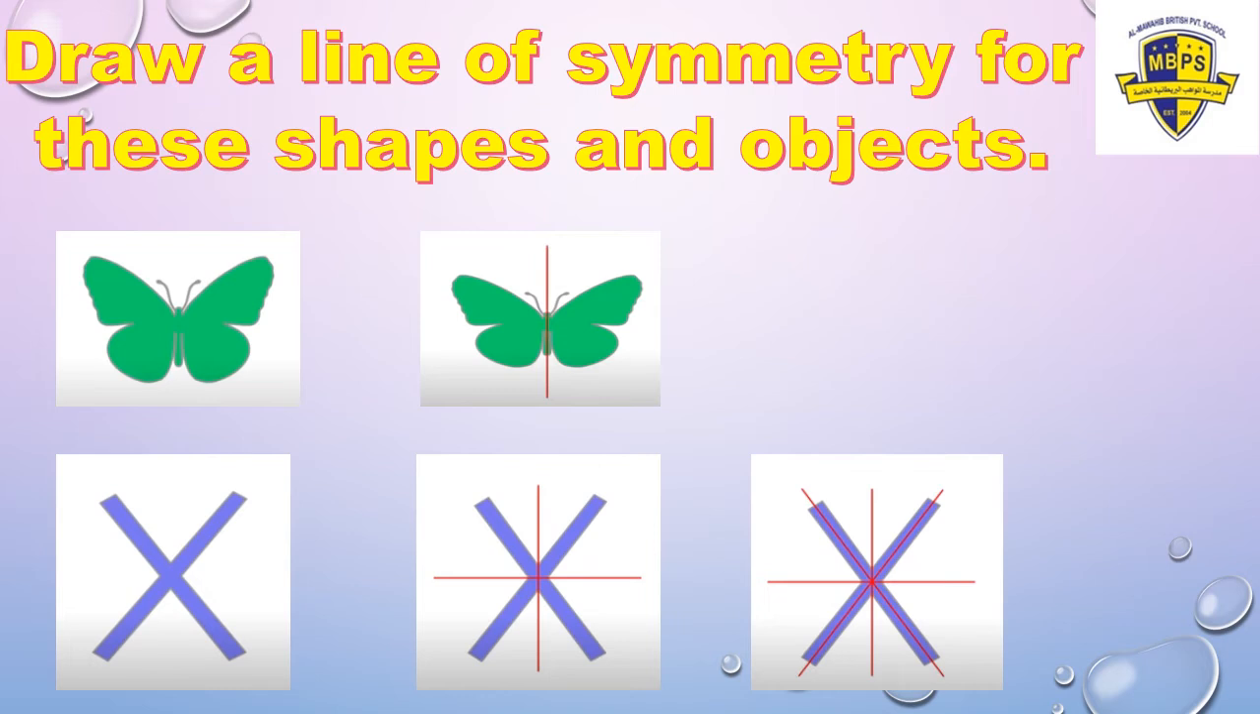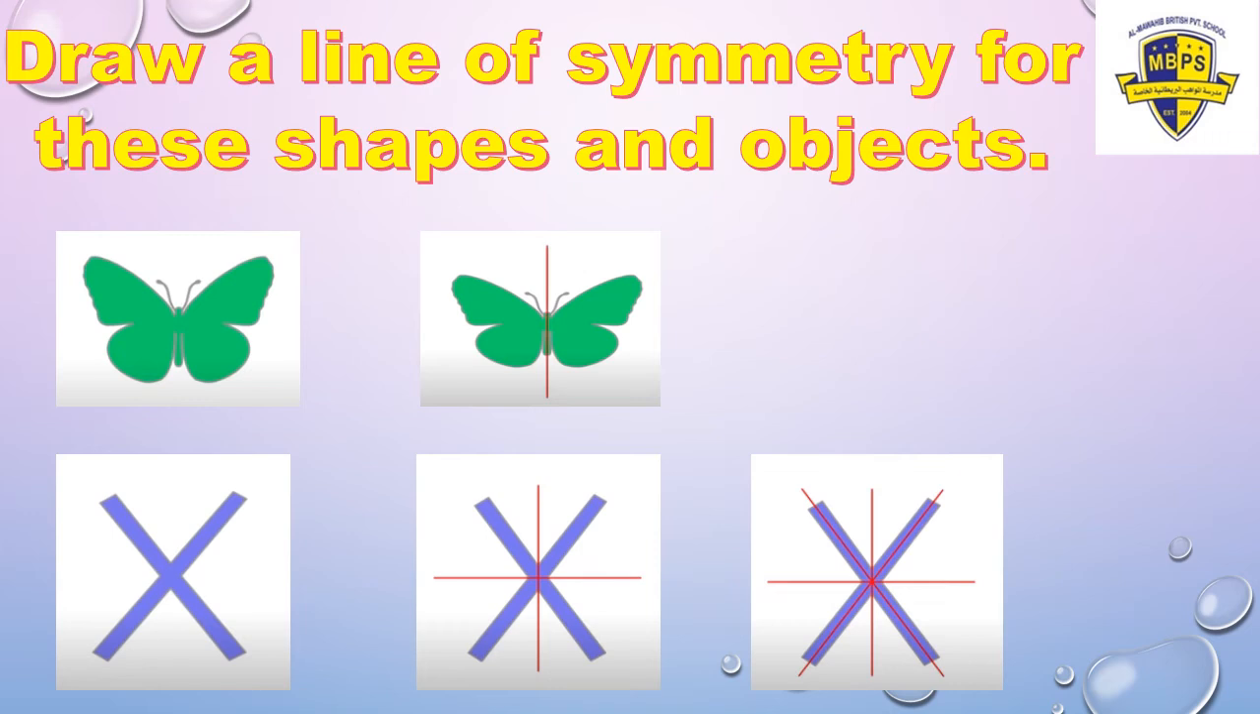Now when I fold the butterfly on sideways, it's going to be the same on both the sides. Okay, and how many lines of symmetry does this butterfly have? Very good. This butterfly has got 1 line of symmetry. Excellent children. Let's go to the next picture.